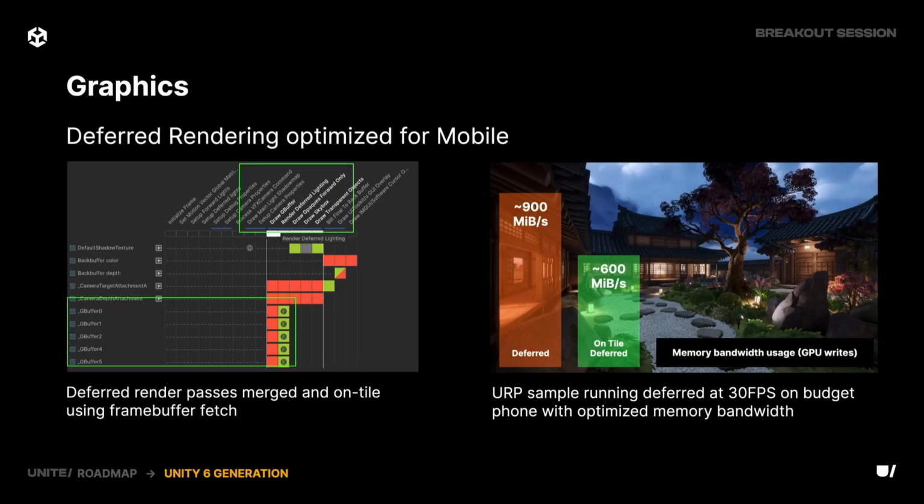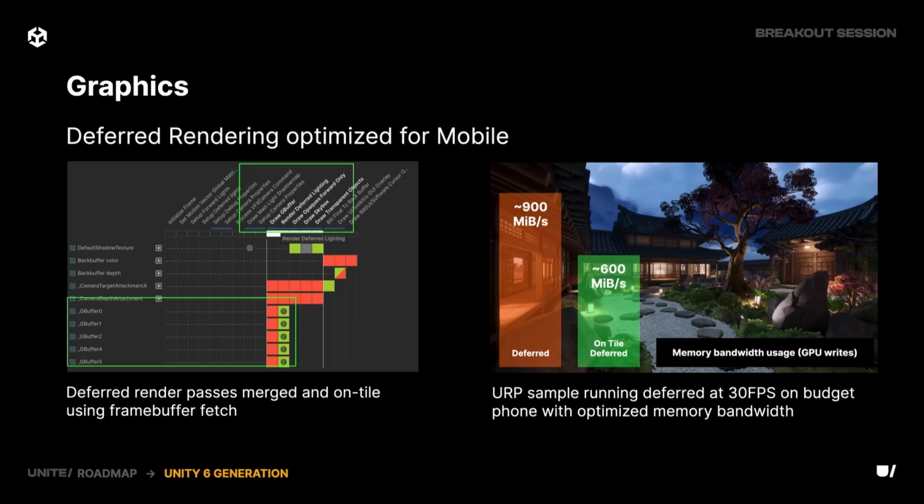As you can see here on the left, the deferred passes are merged at the top and using the frame buffer fetch, which are entirely done on tile. So in turn, mobile devices can run longer and maintain higher frame rates. So with that, let's keep going with platforms, and back to you, Will.